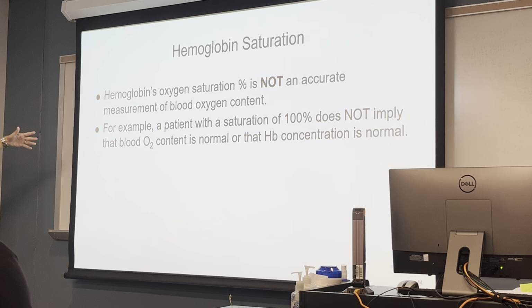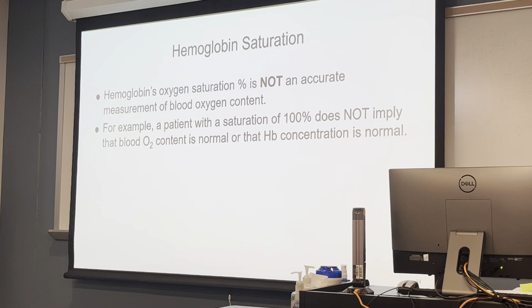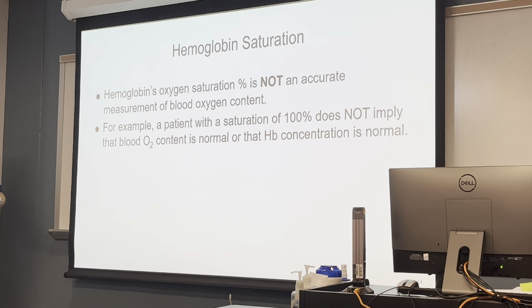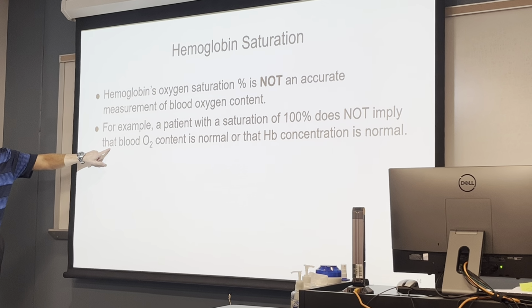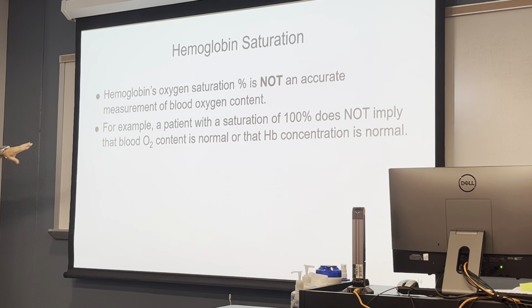So my second bullet point here, for example, if you check my patient's pulse ox saturation and it says 100%, which I see, I'm thinking, okay, well that's good for my patient. Just because their saturation is 100% does not imply that the blood oxygen content is normal, or that their hemoglobin concentration is normal.